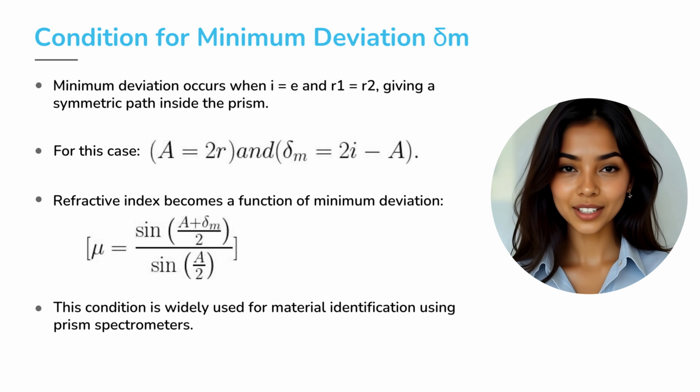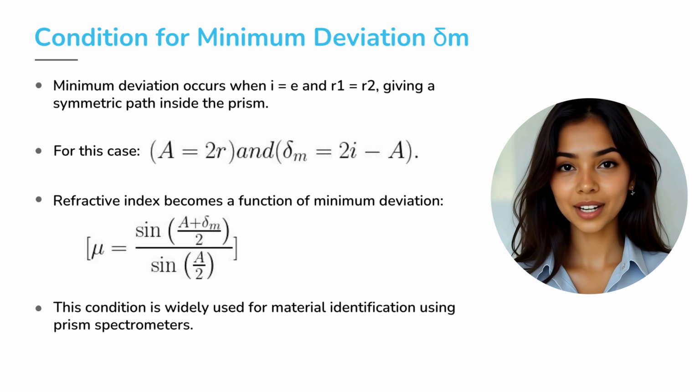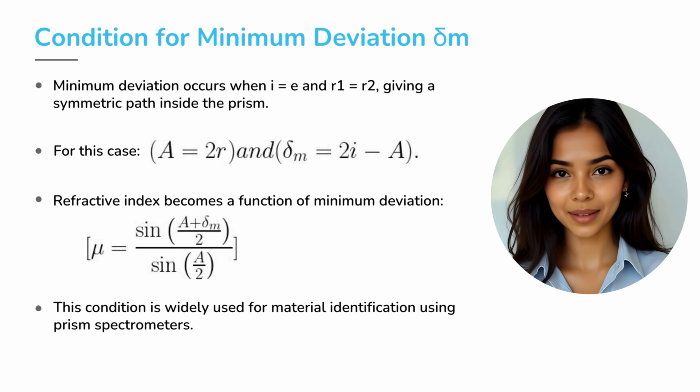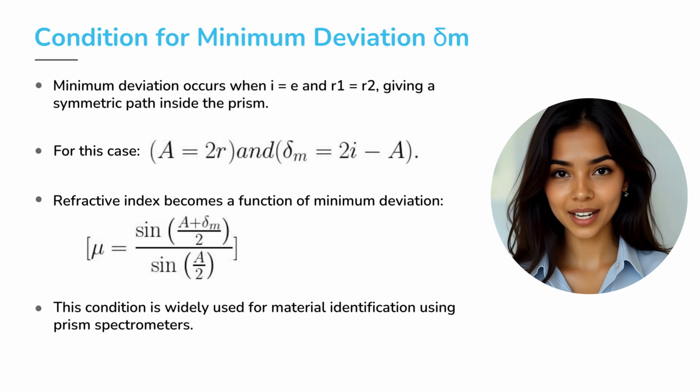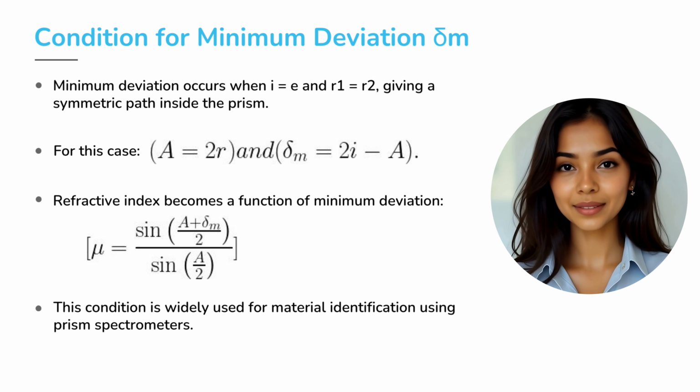Mu equals sine of open bracket A plus delta sub m divided by 2 close bracket divided by sine of A divided by 2. In plain words, mu is the sine of half the sum of the angle of the prism and the minimum deviation divided by the sine of half the prism angle.